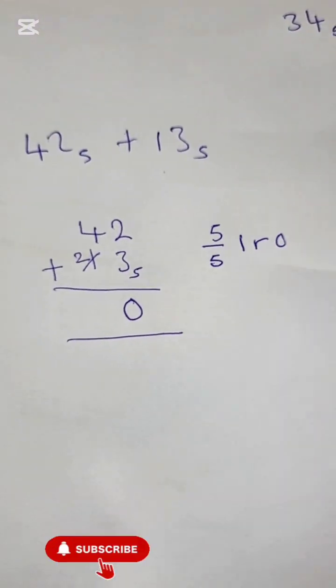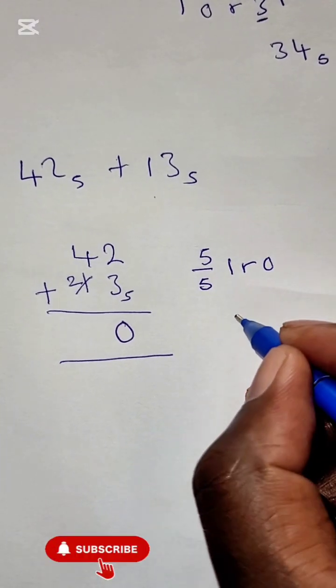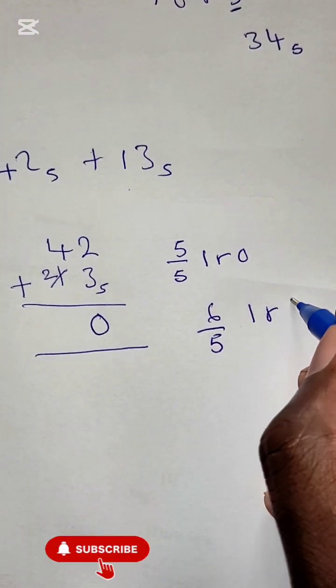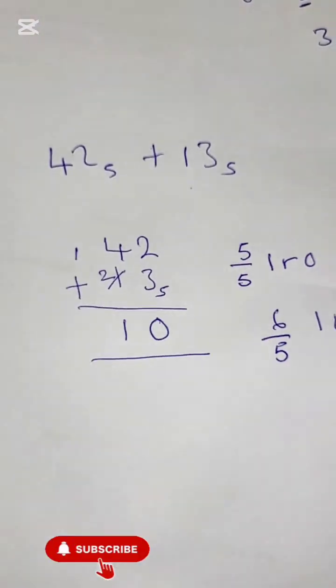4 plus 2, that's 6. So I cannot write 6 because 6 is above 5. So I'm going to divide 6 by the base. So 5 into 6, that's 1, remainder 1. The remainder is the answer. I'm going to write 1. Then I carry what? I carry 1 below here.